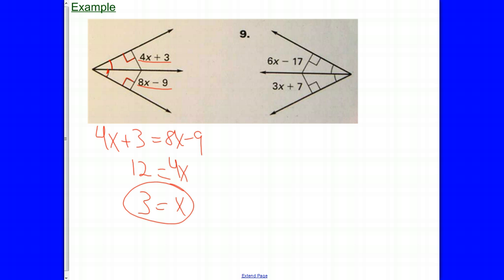Number 9, basically the same thing. Again, you're given it's an angle bisector because those two adjacent angles are congruent to each other. We have our perpendicular markers, which forces those two sides to be equal. So the setup here is 6x minus 17 equals 3x plus 7. And I'll leave the algebra to you.